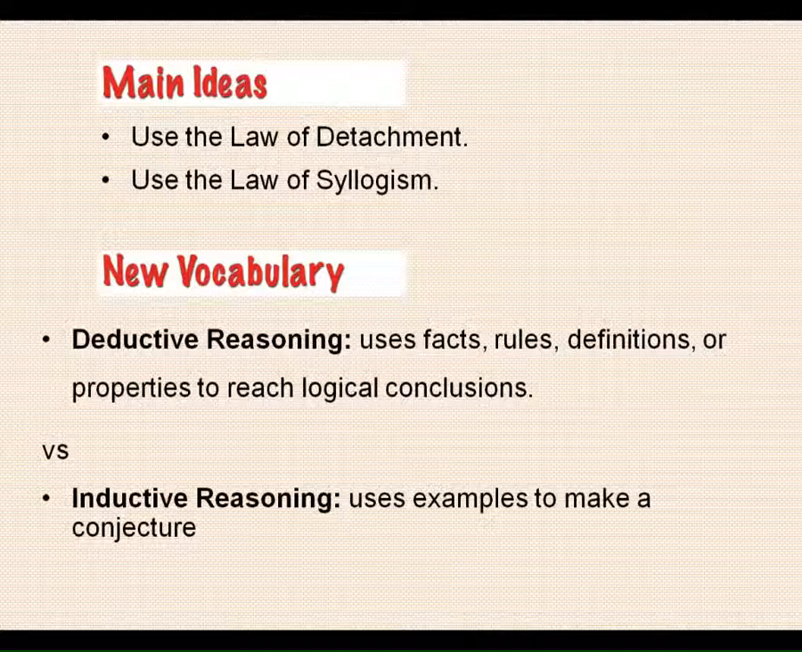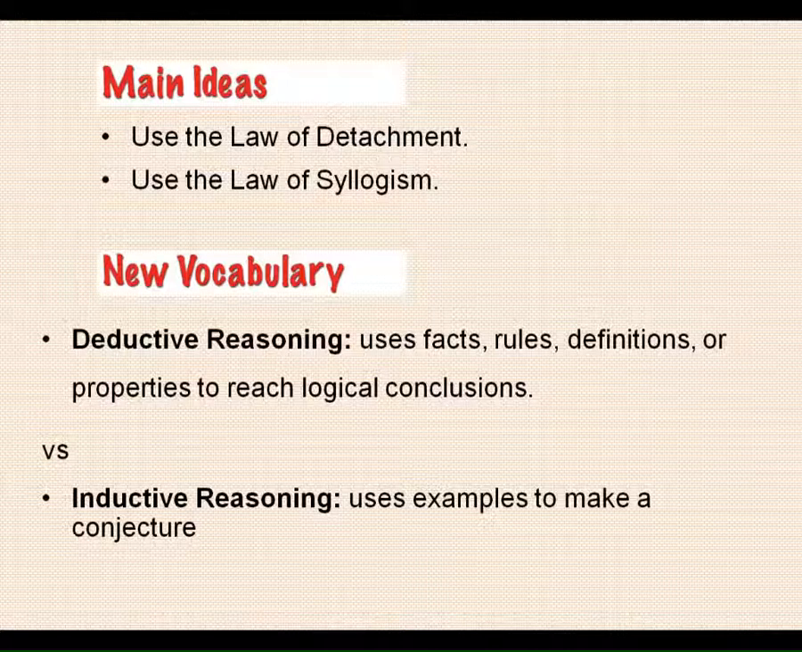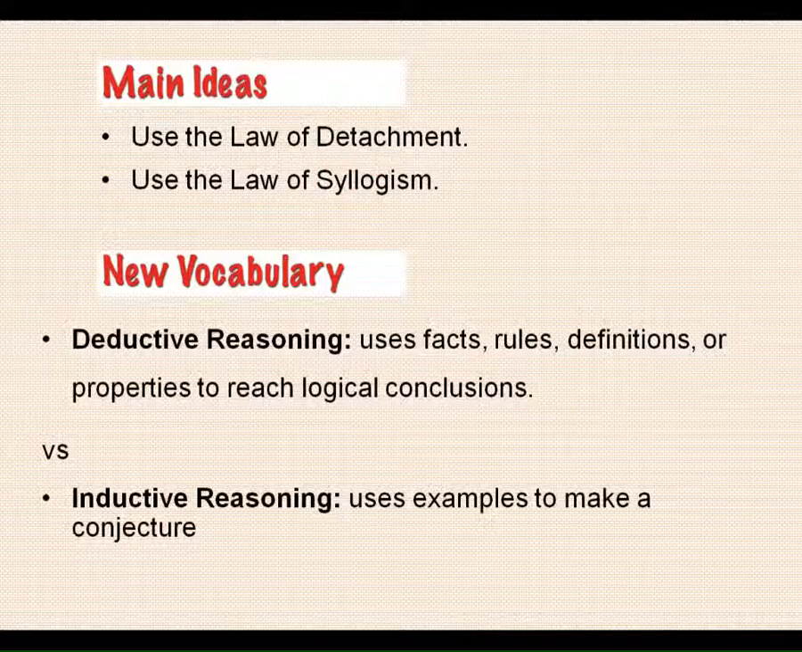Deductive reasoning uses facts, rules, definitions, or properties to reach some logical conclusion, some conclusion that's true. So deductive reasoning uses examples, rules, and definitions to come to some conclusion. There are two laws we talk about when we talk about deductive reasoning, called the Law of Detachment and the Law of Syllogism. Both of these are on your postulate sheet that you can use on the test.